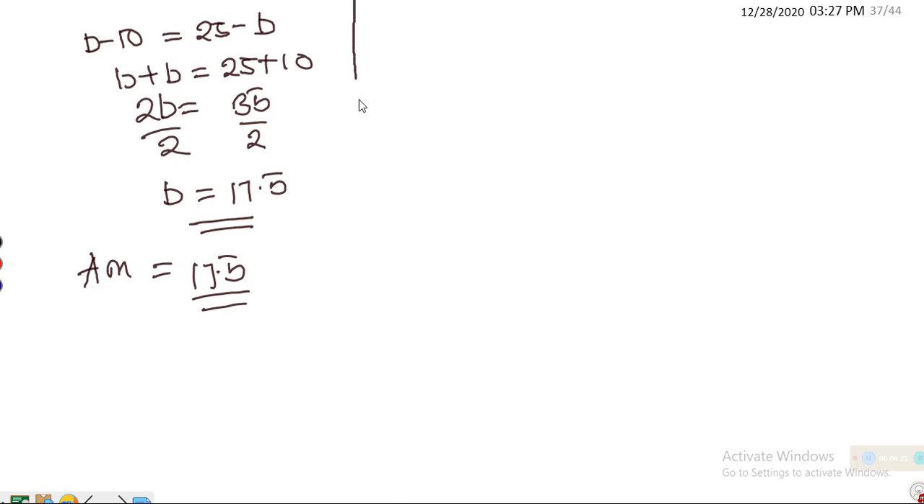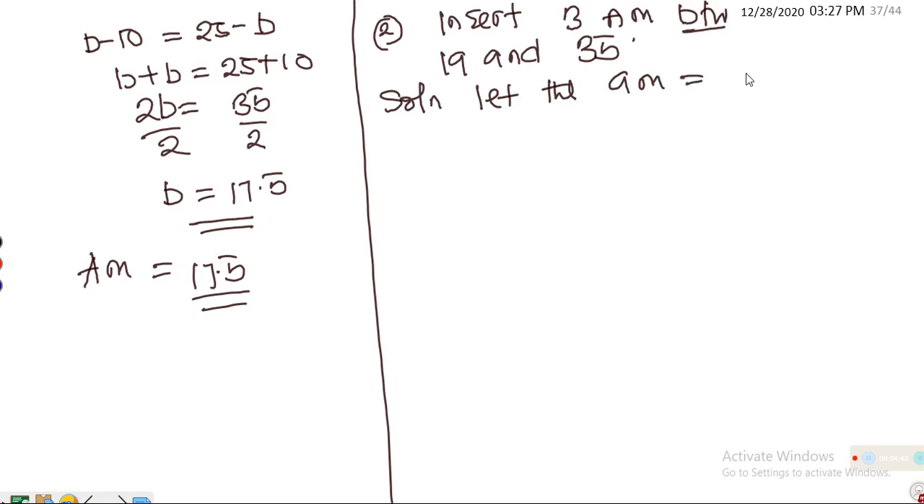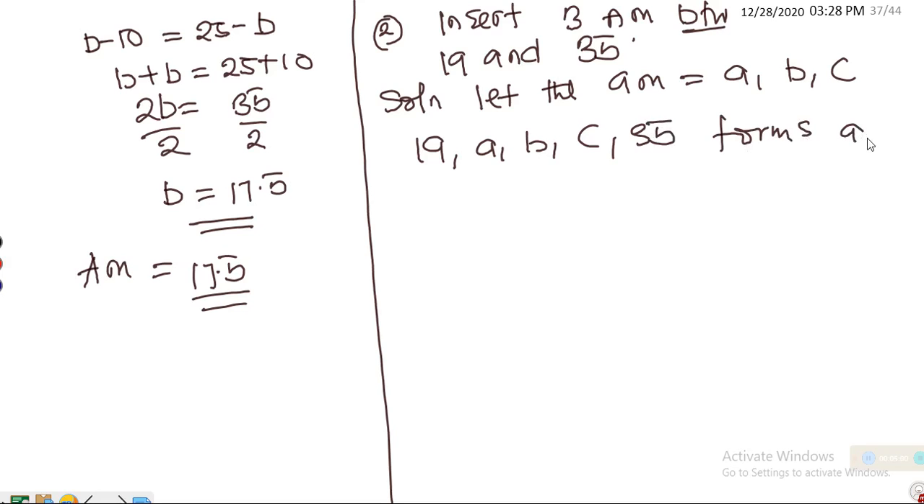There are other things we can also do with AM. Example 2: insert 3 arithmetic means between 19 and 35. So let us see how it goes. Let the arithmetic means equal A, B, C. So that means 19, A, B, C, and 35 form an AP. So we can find the common difference.